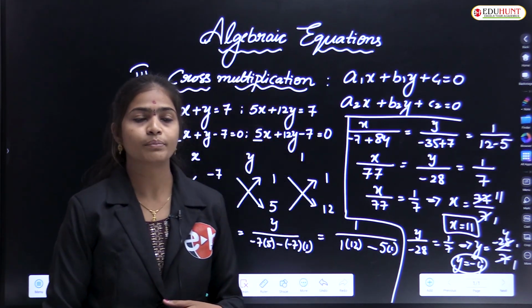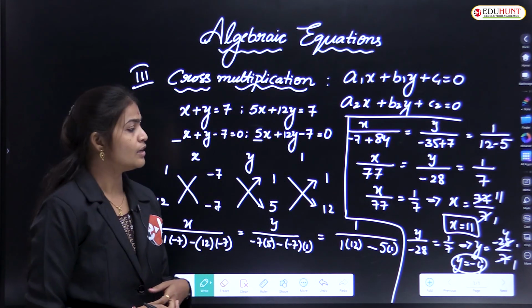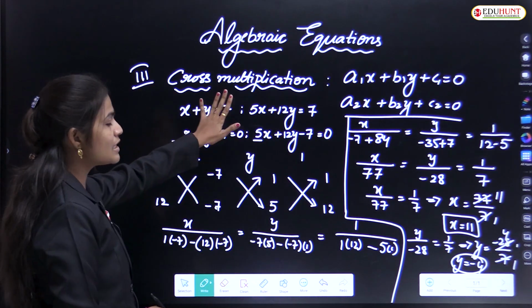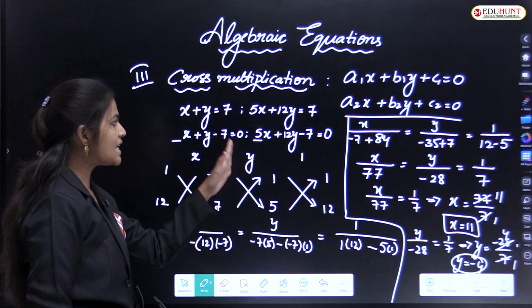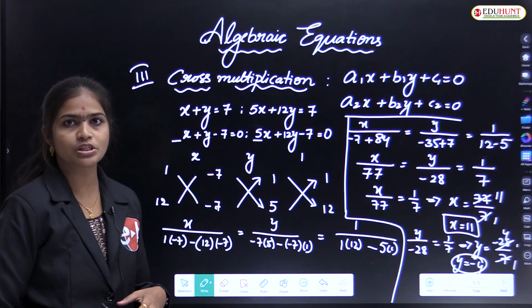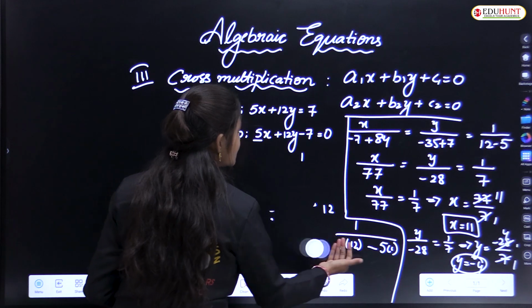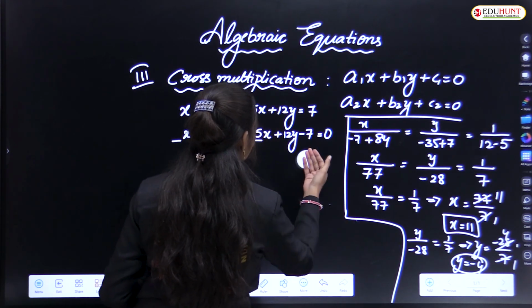Okay, here also one method is there, that is the checking process. So we got the x and y values, no? So substitute those x and y values in the given equations. If they satisfy, then our answers are correct. Those values must satisfy both the equations.